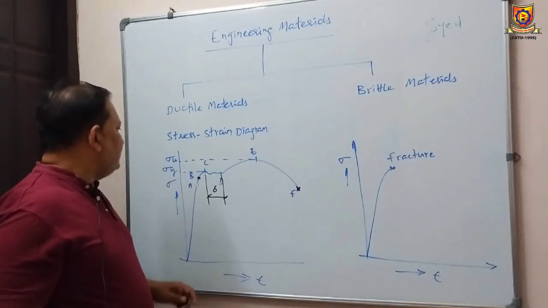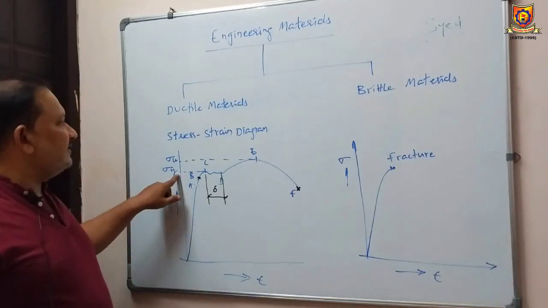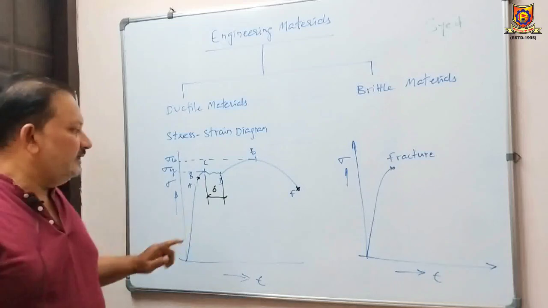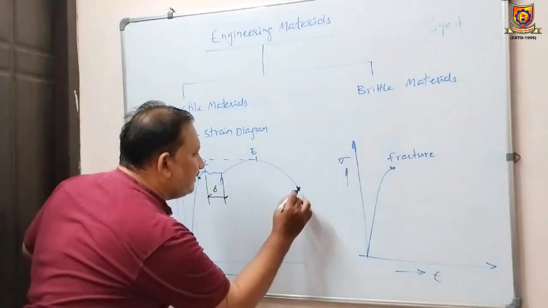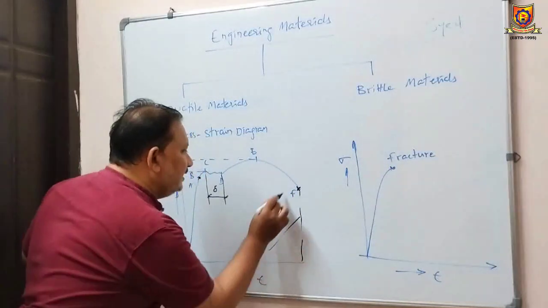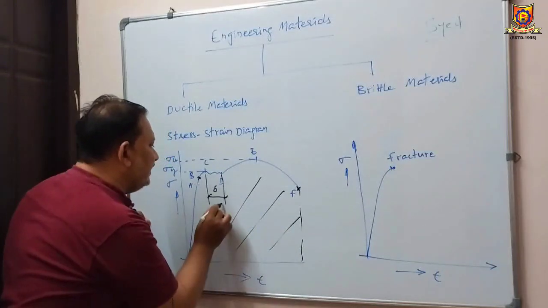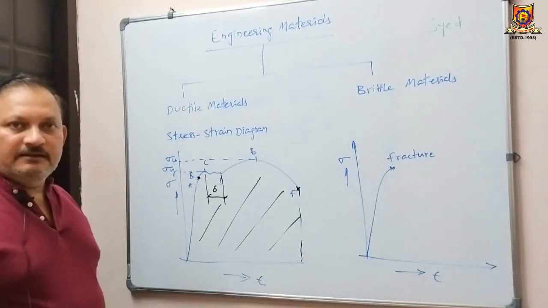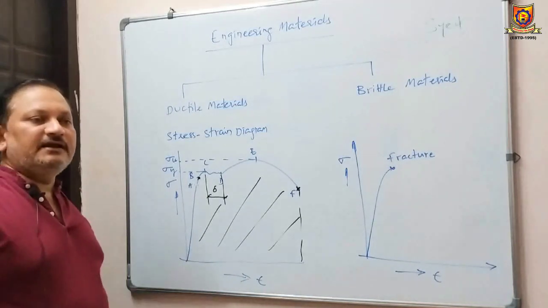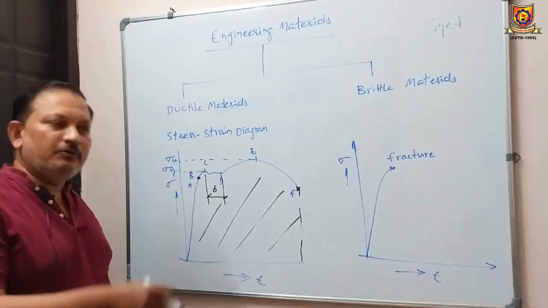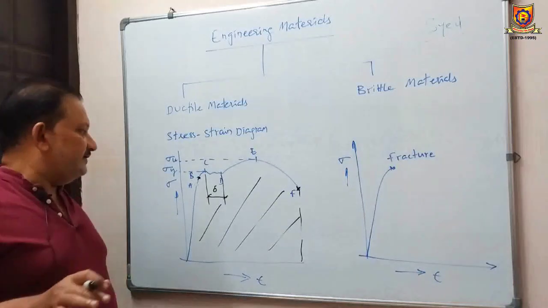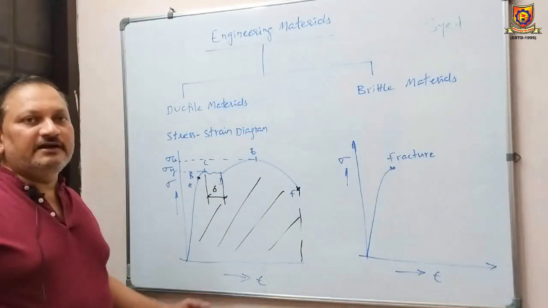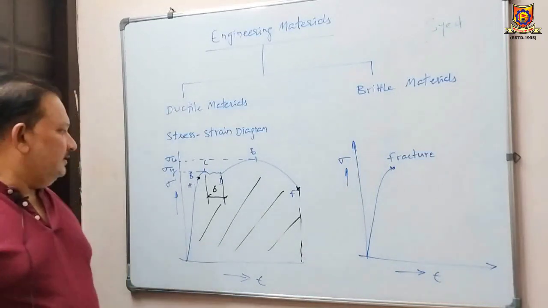With the help of this curve, we can estimate the yield strength of the material and the ultimate strength of the material, right? And if you calculate the area under the curve, that gives the toughness of the material, right? Toughness means the energy absorbed by the material up to its fracture. Generally, ductile materials absorb huge energy before their failure.